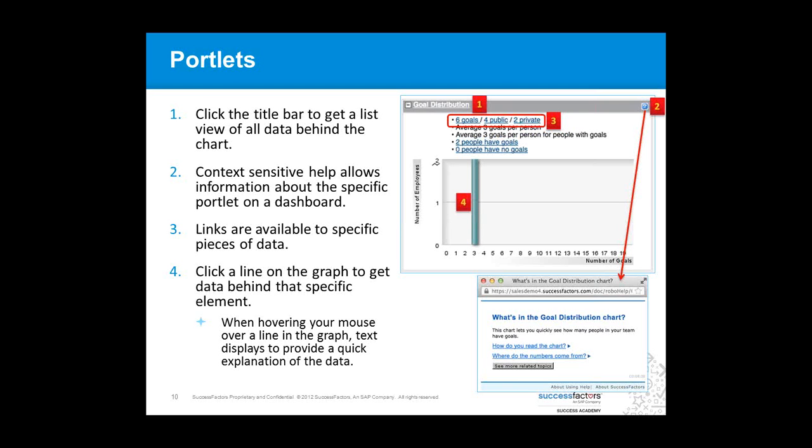Coming to the details of the portlet, you have the title bar wherein you can view the list view to get all the data behind the chart. You can use search for the context sensitive help, which gives you more detailed information on the portlet, and you can view the links specific to data, and click on a graph to get detailed information behind that element.